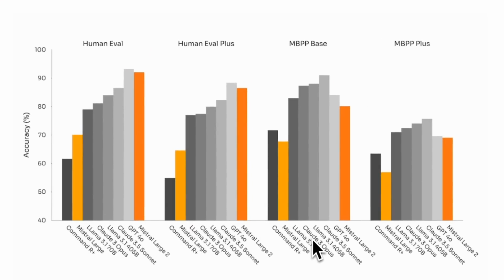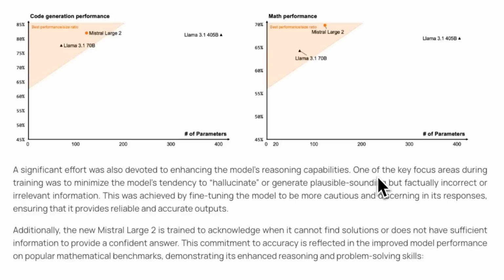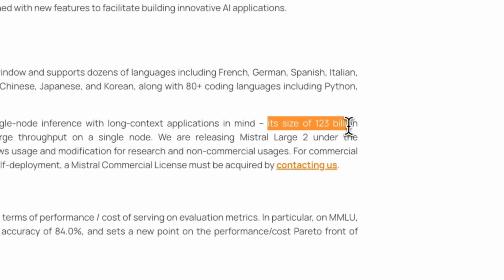I'll put a link to this in the video description, but the Mistral Large 2 is on par with GPT-4o, and in most of the benchmarks, it's actually performed better than the 405B, which is pretty significant, given that it's just one third of the size. So this model is 123 billion parameters compared to the 405 billion parameters from Llama 3.1.